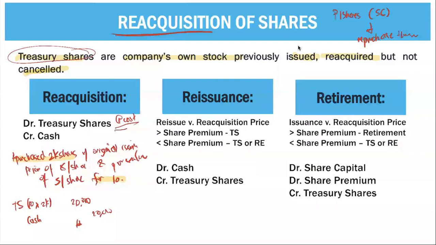Now, after your reacquisition, what happens thereafter is a reissuance. There is a possibility that after you repurchase them or reacquire them, you can reissue them. So you issue, you repurchase, but you can also reissue. In reissue, you compare the reissue price versus the reacquisition price. If ever reissue price is greater, then we place it to share premium TS. If lesser, we place it first to share premium TS and then RE.